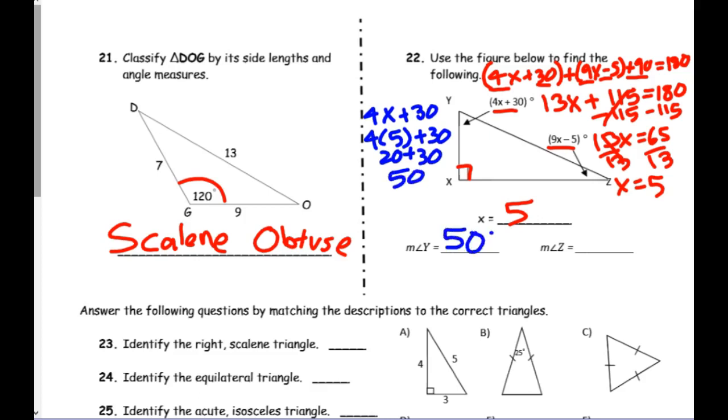And the same thing over here for 9x minus 5. That's 9 times 5 minus 5, which means 45 minus 5, which is 40. 40 degrees. Alright?